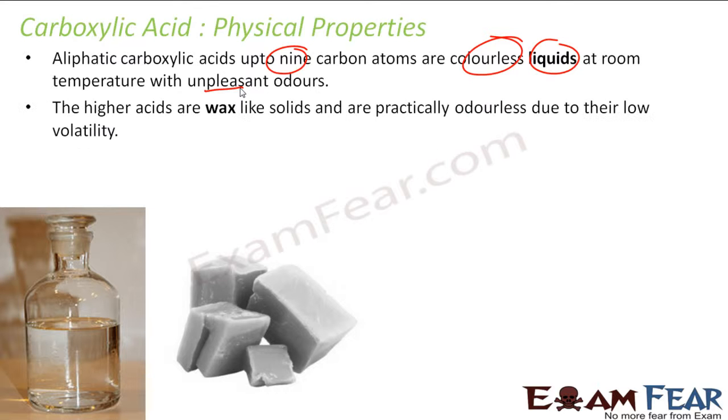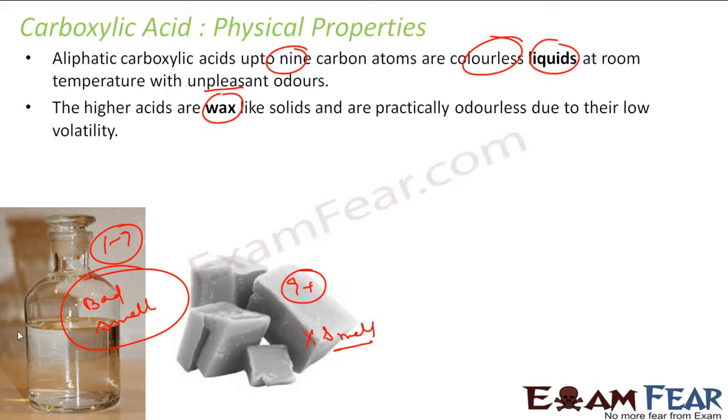But if you go to the higher acids, they have a wax-like structure. You see, this is 1 to 9 and this is 9 plus. They are wax-like and they don't have any smell. No smell. And these have a bad smell. Why no smell? Because it is low volatile. And this is high volatile.